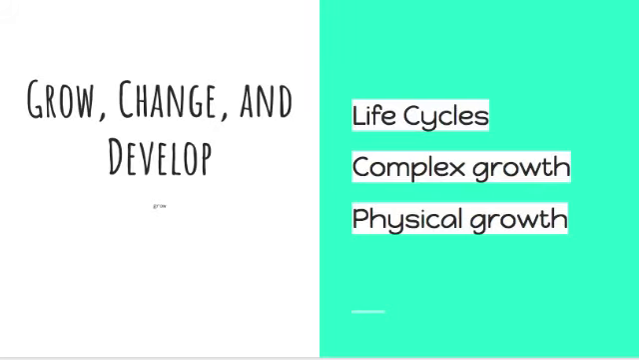Grow, change, and develop. That means they have life cycles. If you look on the bulletin boards at the back of my classroom, you'll see that there's a couple of life cycle posters there. Okay, so they're born, they grow, and then they make new ones of themselves, and then they die. We have complex growth and physical growth. So humans grow taller, worms will grow longer. Plants can grow bigger each year. Their leaves get bigger and bigger. Their flowers open up.